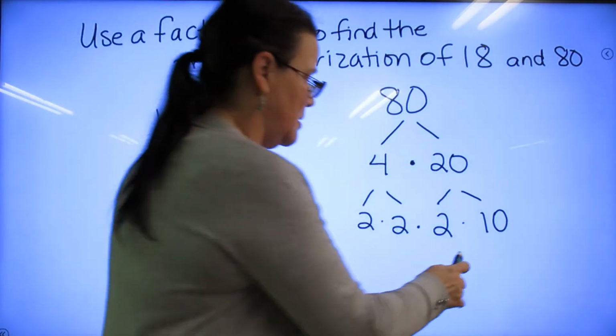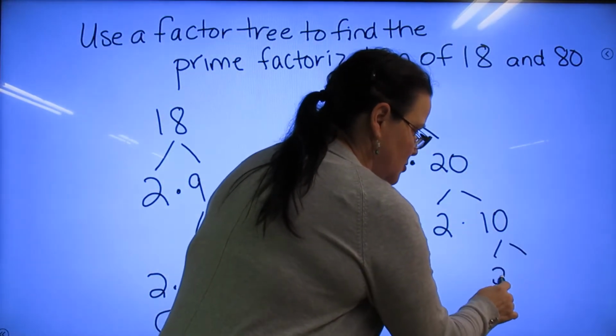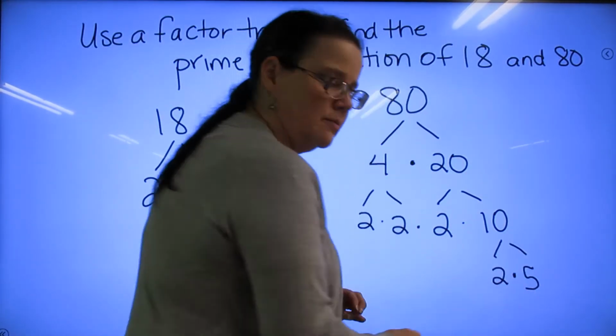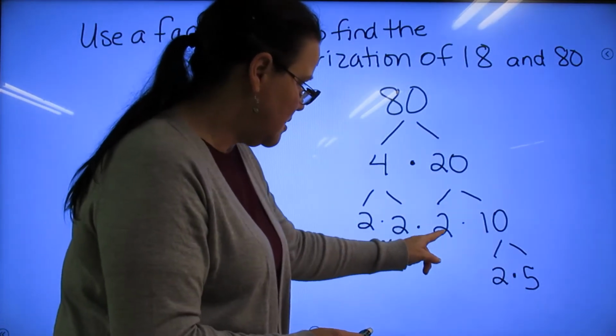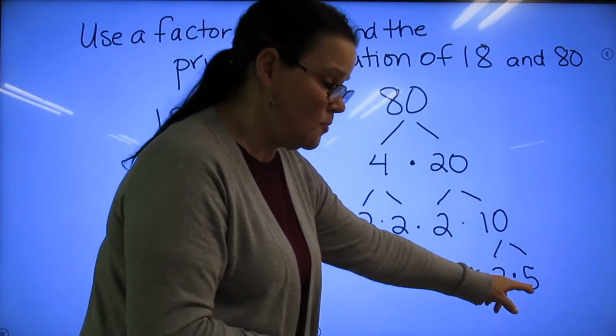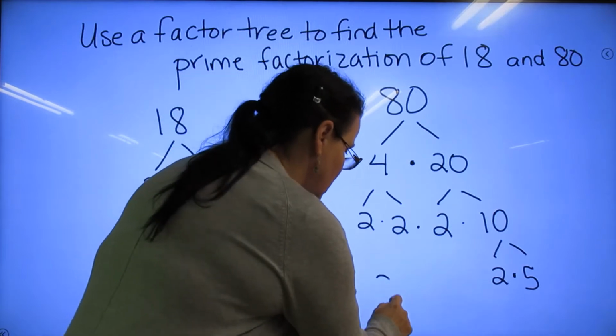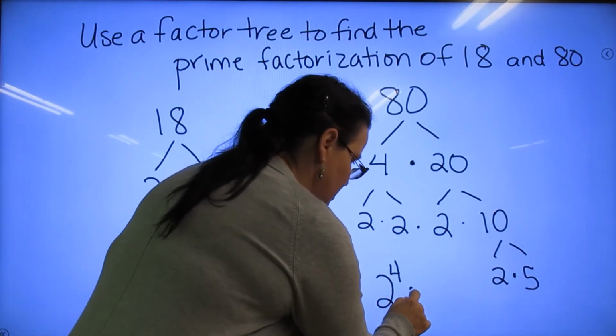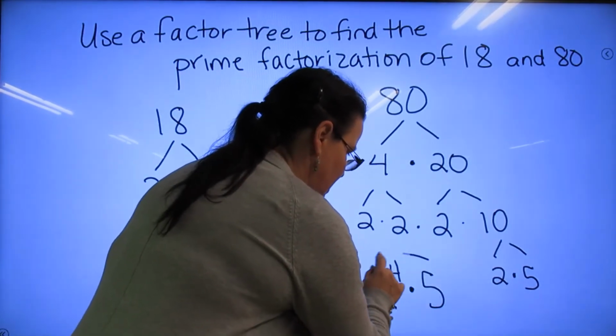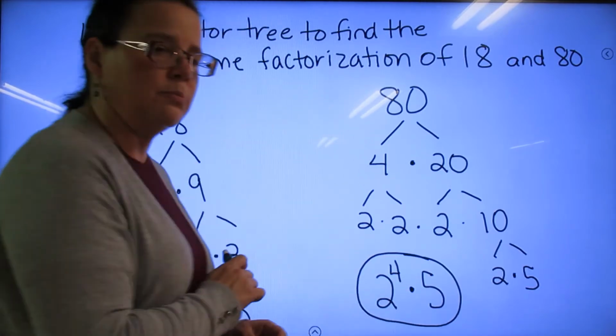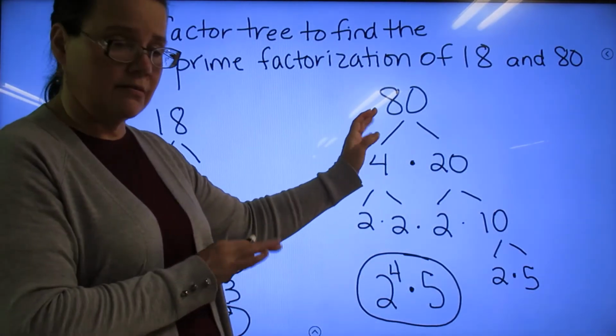We're good with that one. But 10 breaks down to 2 and 5, right? So these are the four 2s and then one 5. So 2 to the 4th power times 5. That would be your final prime factorization of 80.